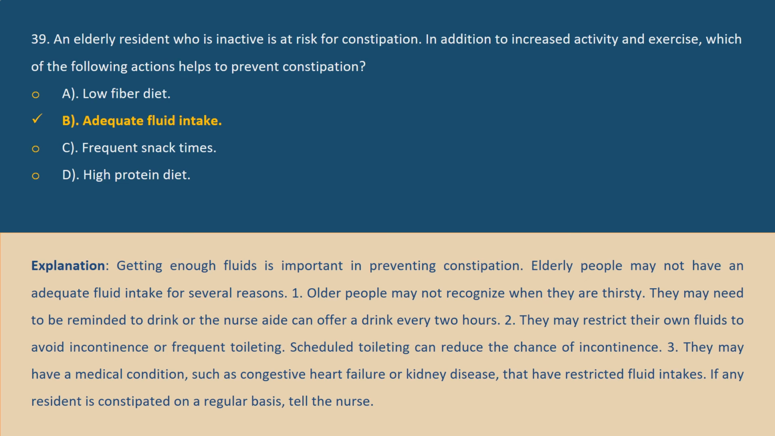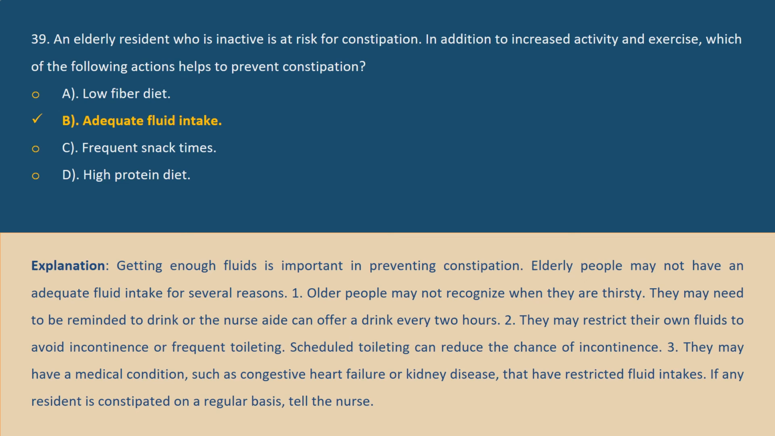Answer B. Explanation. Getting enough fluids is important in preventing constipation. Elderly people may not have an adequate fluid intake for several reasons. 1. Older people may not recognize when they are thirsty. They may need to be reminded to drink, or the nurse aide can offer a drink every 2 hours.